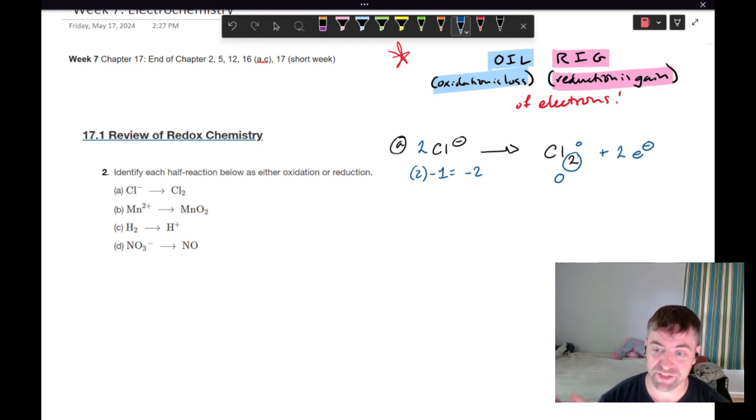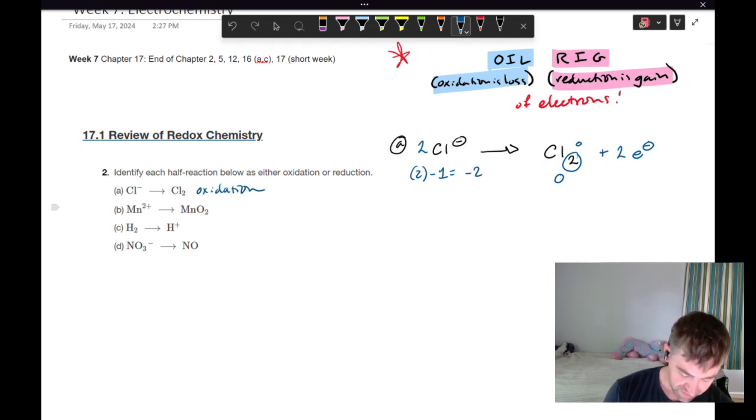So we're adding electrons to the right side. That means that this is a loss of electrons from the chloride ion side. So this would be an oxidation reaction, and that is because chloride is losing electrons when it bonds with a pair into a pair, and it is oxidized. All right, let's look at another example.